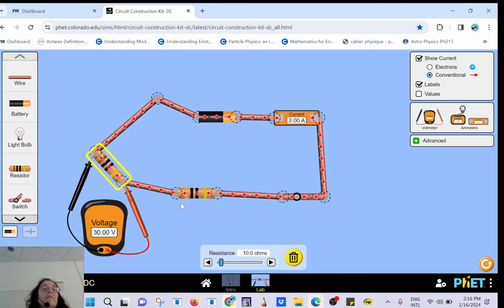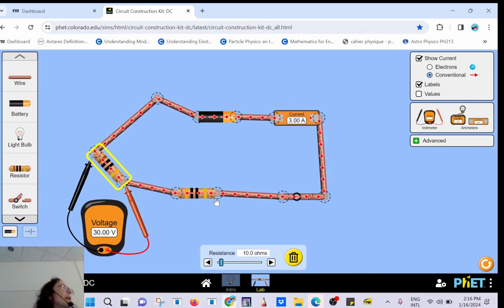So you don't want to have that kind of thing in your house wiring, because it turns out the load with the most resistance will take all the power, right? So all the voltage goes across the resistor with the most resistance. Is that clear? Yes.